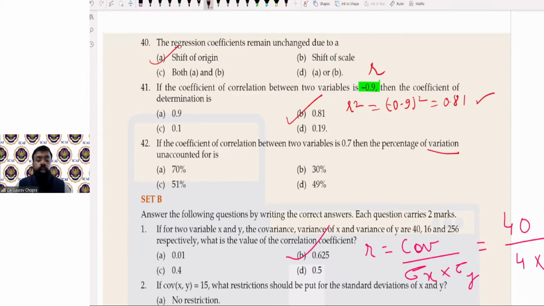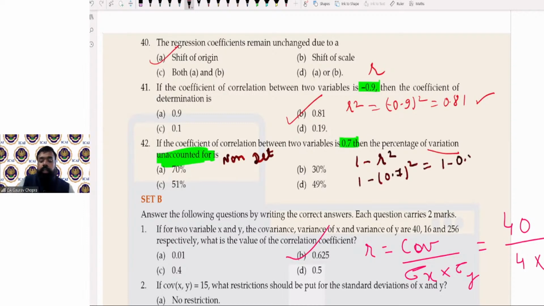Next is, if the coefficient of correlation between the two variables is 0.7, then what is the percentage of variation unaccounted for? Unaccounted has to be calculated, that is non-determination. We have to calculate the coefficient of non-determination. So it is 1 minus r square, so it is 1 minus 0.49, that is 0.51, so 51%. So it will become 51%.